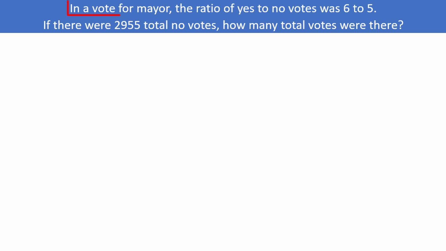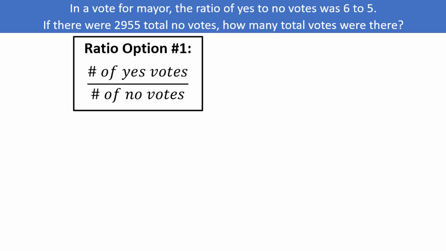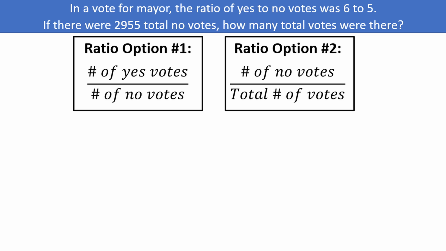The first sentence tells us the ratio of yes to no's. The second sentence tells us the no's, but it doesn't ask us for the yeses. It actually asks us for the total number of votes. There are two main ratios we could set up with this problem, and only one of them is going to help us. We could set up a ratio of yes votes to no votes, or we could set up a ratio of no votes to total votes.